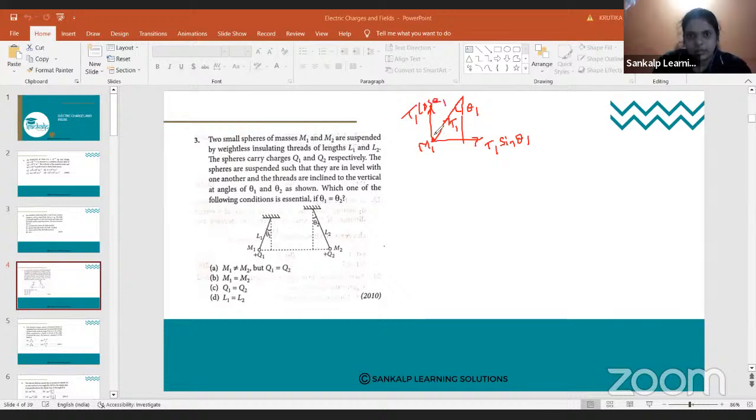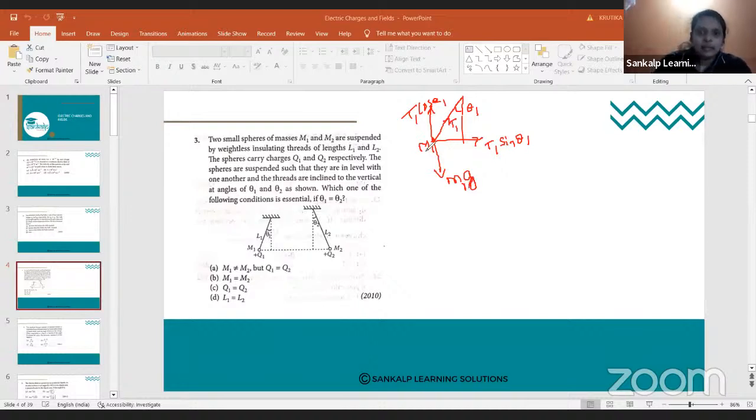Okay. So this T1 cos theta 1, as it is towards the earth, the weight of the body is acting in the downward direction. Weight, what do we take? We take mg. Here the mass is M1, so it is M1 into g. Yes, your T1 cos theta 1 is balanced by M1 into g.